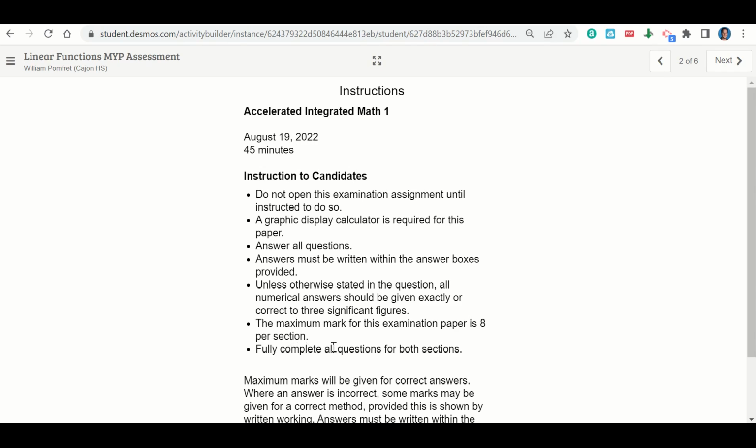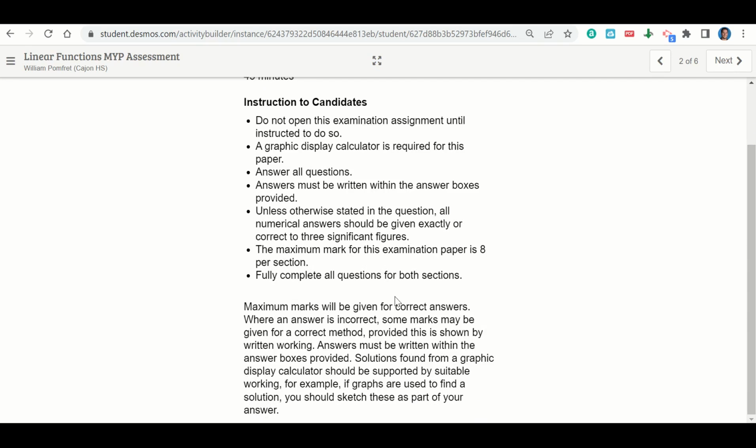You'll fully complete all questions for both sections. The maximum scores you can get will be given for correct answers. Where an answer is incorrect, some marks may be given for a correct method provided. This is shown by written work. Answers must be written within the answer boxes provided. Solutions found from a graphing calculator should be supported by suitable working. For example, if graphs are used to find a solution, you should sketch these as part of your answer.